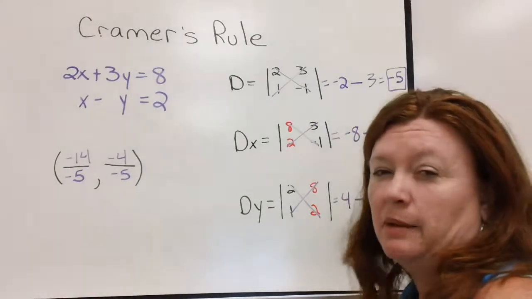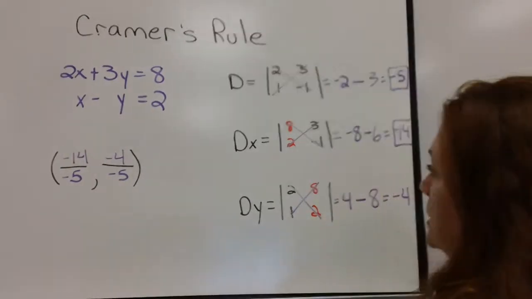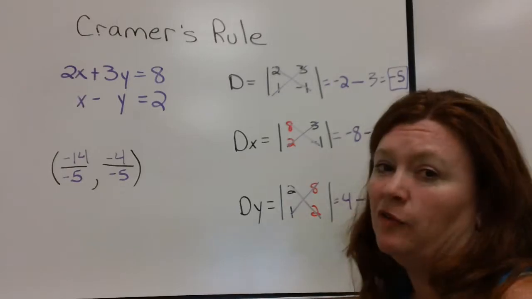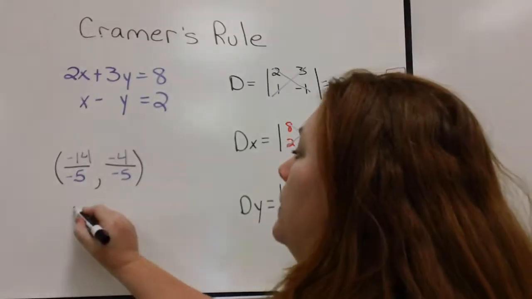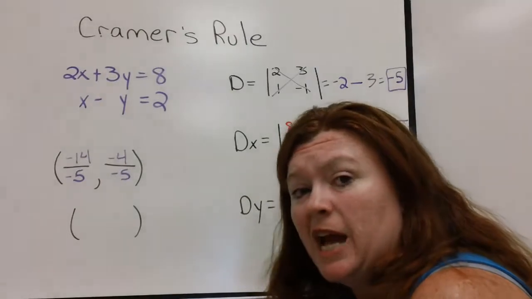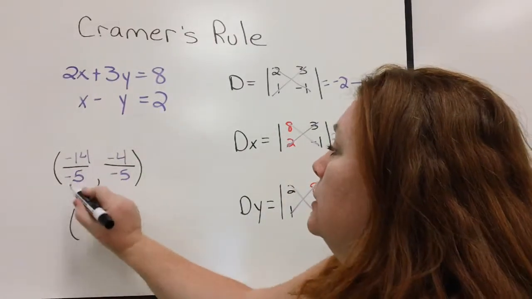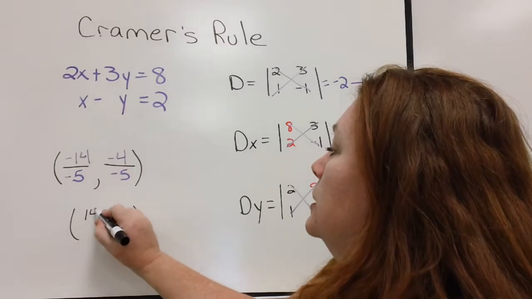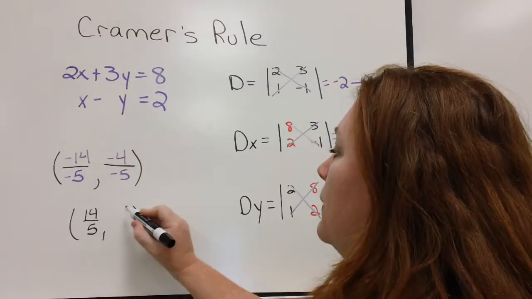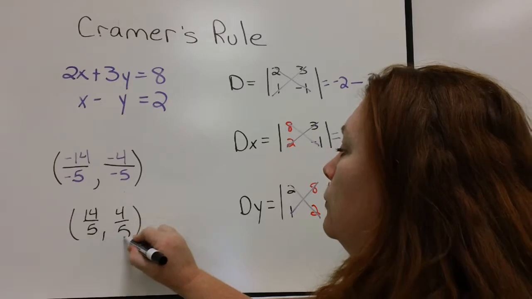So we should clean this up just a tad. And I can't leave a negative over a negative. That would not be appropriate. But do you see that I cannot reduce these fractions? 14 over 5, there's really nothing I can do, except knowing that the negatives cancel. So my final answer is 14 over 5, comma 4 over 5.